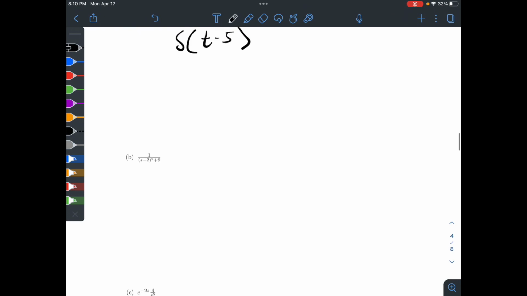Okay, B, we have 1 over s minus 2 squared plus 9. When I see this s minus 2 being squared instead of an s being squared, that tells me that it's probably a translation. So if I do L inverse of 1 over s minus 2 squared plus 9, this is a translation by 2 units, which tells me that there should be an e to the 2t in there. So e to the 2t times L inverse of 1 over s squared plus 9.